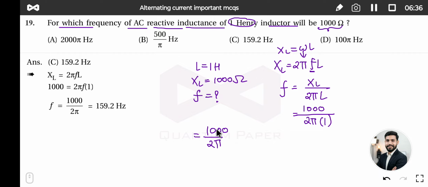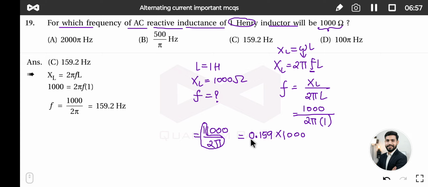So don't waste your time calculating this 1000 upon 2 pi. Instead of that, you have to remember the value of 1 upon 2 pi, which is nothing but 0.159. Okay, and the remaining thing is 1000. So 1 upon 2 pi value is 0.159. This is a very important thing.